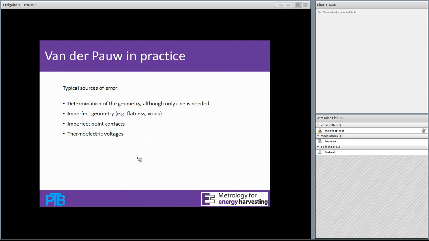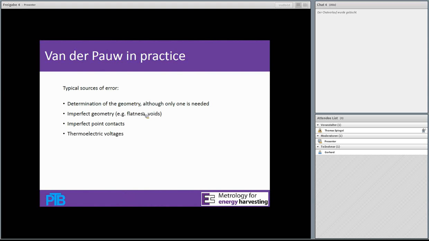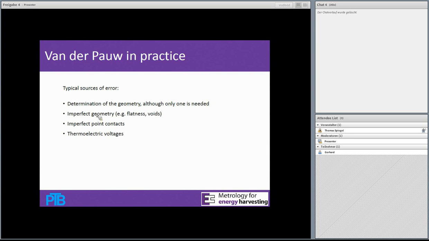Okay, also here we have typical sources of error. Mainly one is also the determination of the geometry, but this is the advantage of the Van der Pauw method. You do not have to measure all the geometry parameters of your sample. You need only the thickness. But since this is typically the smallest of the dimensions, the error here is the biggest.